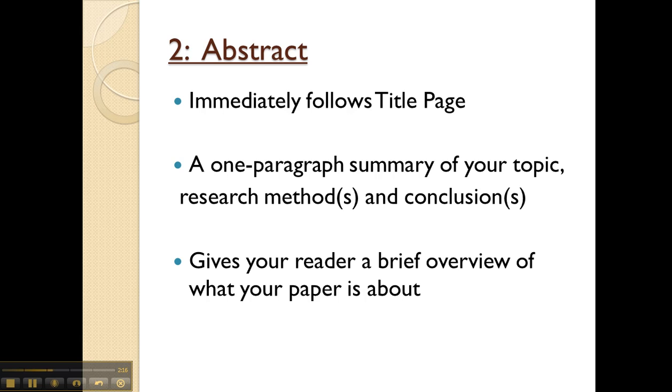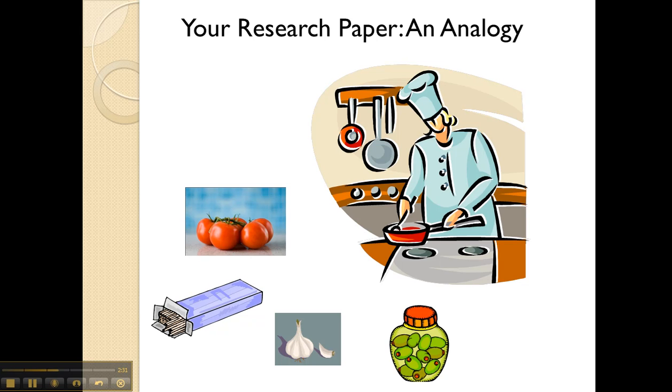Next is your abstract. This is just a 1-paragraph summary of your topic, your methods, and any conclusions you may have drawn from the evidence you found in your sources. This abstract just gives your reader a brief initial overview of what your paper is about. Third is the main body of your paper, and this will comprise the lion's share of your assignment.